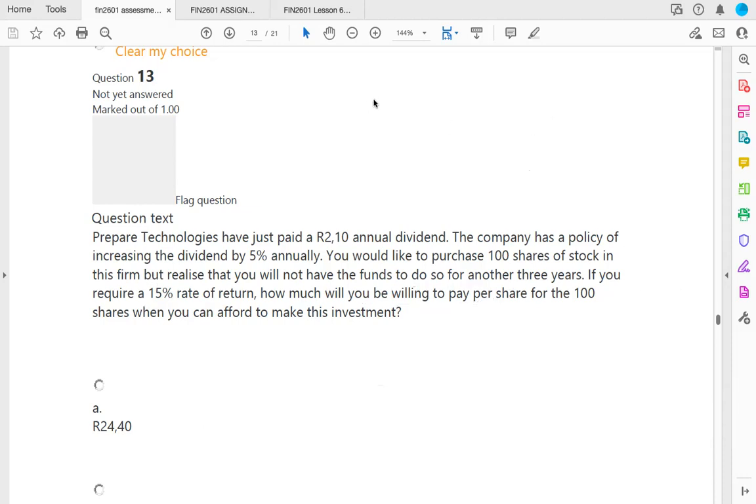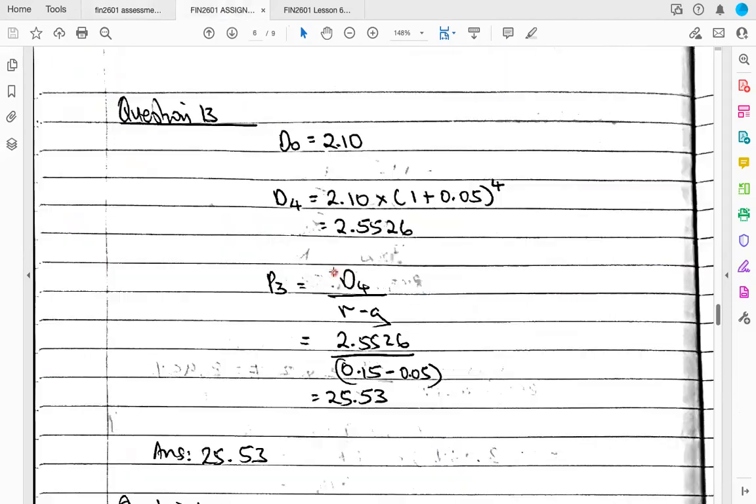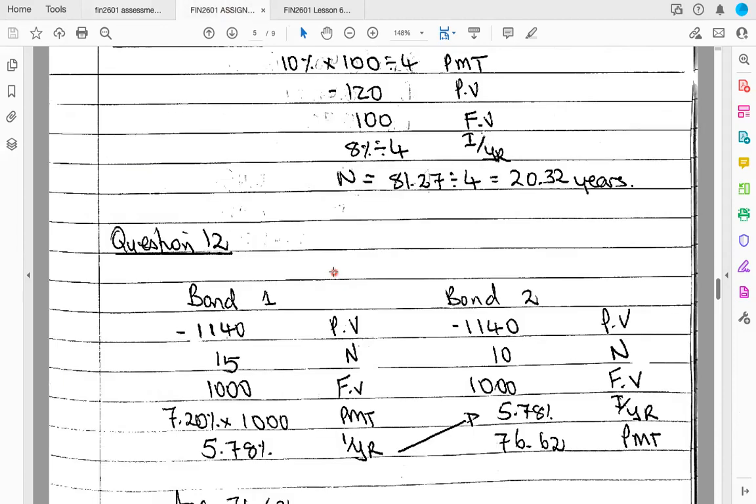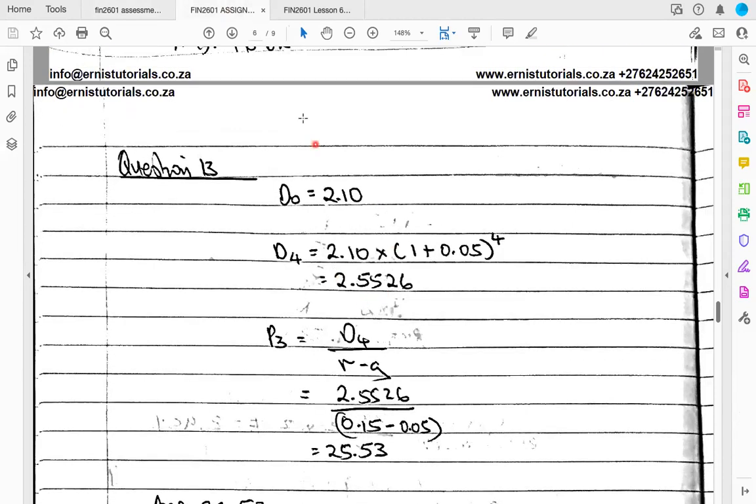So we can then calculate our dividend at time 4. Okay, we're looking at question 13. I have the solutions right here. We can then calculate our dividend at time 4 by simply saying 2.10 multiplied by 1 plus g to the power 4, and then we get 2.5526.